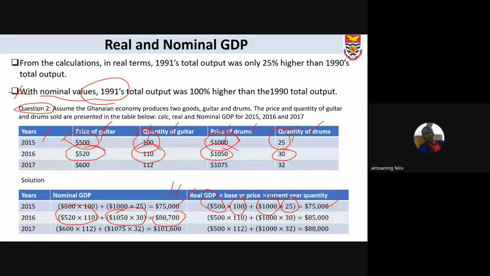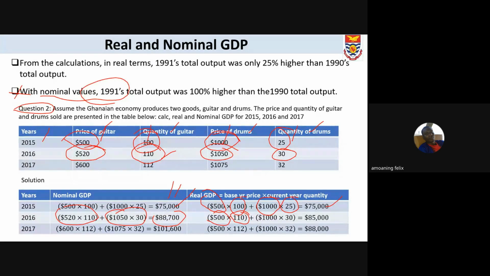Then I go to 2016. The clue is to use the base year price. So here, instead of using 520, I'm using the base year price. When I use the base year price, I'll use 500 instead of 550. And I'll consider the quantity, which is 110.